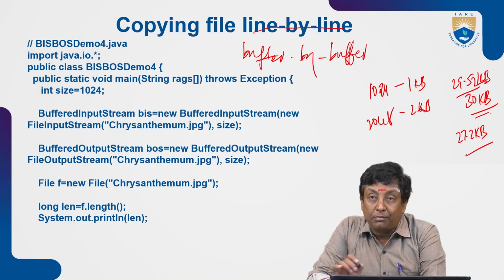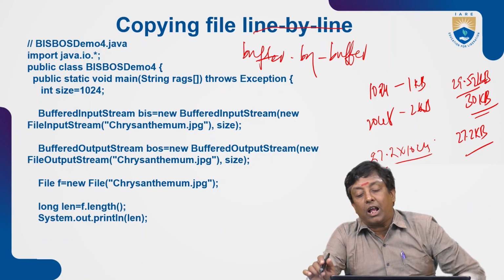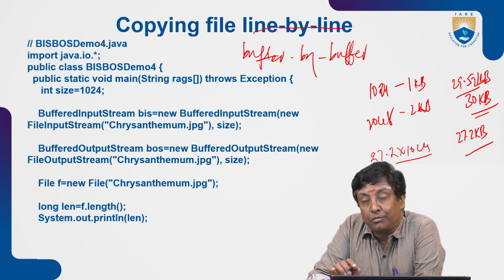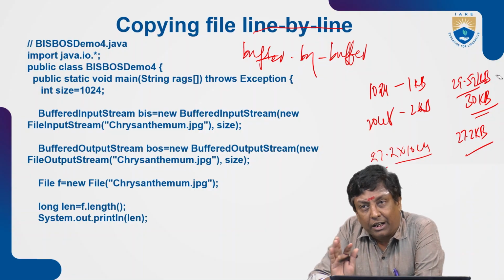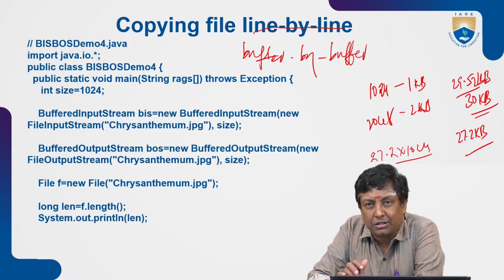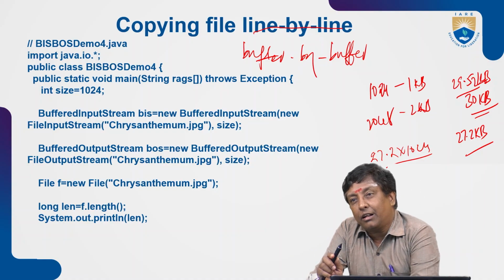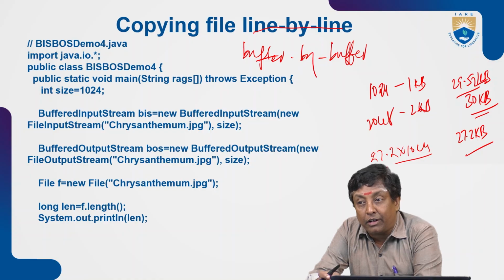Suppose it is 27.2 KB. 27.2 into 1024 bytes is equal to 1 KB. You calculate that many bytes, and some 27,000 something comes. I don't exactly remember. And 30 KB means 30,000 characters plus. Characters are the binary data. Reading 20,000, 25,000, 27,000, or 30,000 bytes at a time into a buffer.